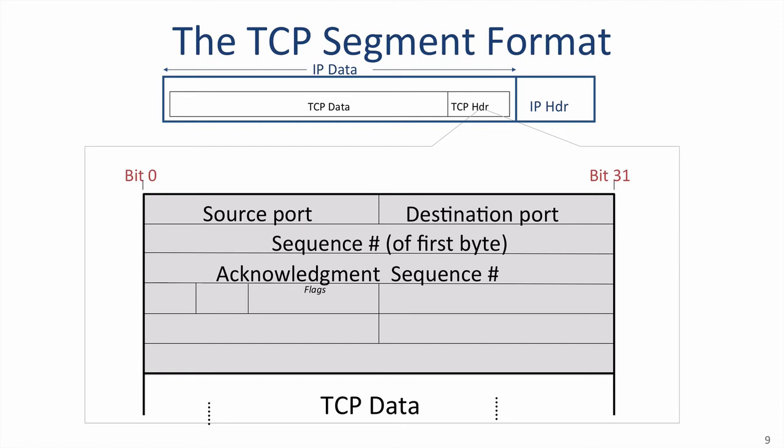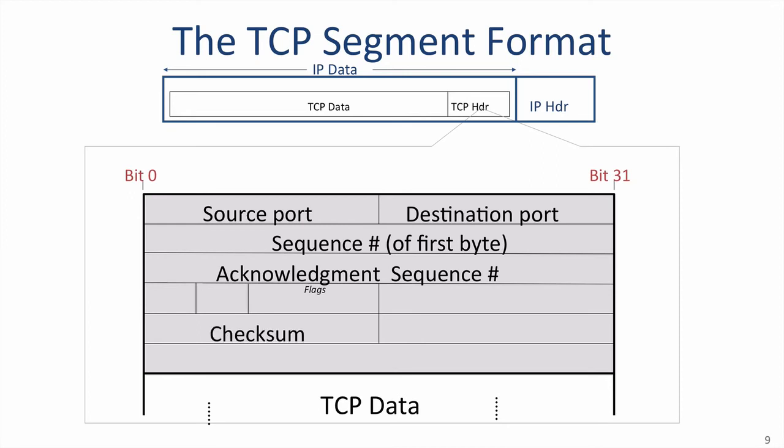It also says that we've successfully received every byte up until the one before this byte number. So for example, if the acknowledgement sequence number is 751, it means we've received every byte up to and including byte 750. Notice that there are sequence numbers for both directions in every segment. This way, TCP piggybacks acknowledgements on the data segments traveling in the other direction.